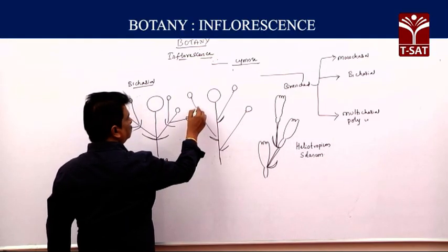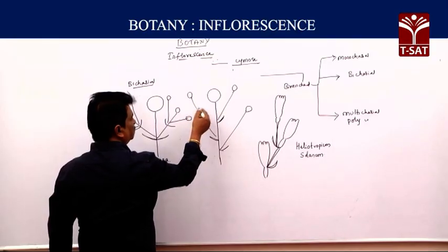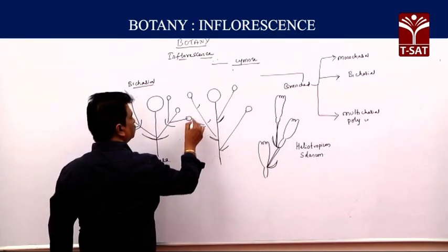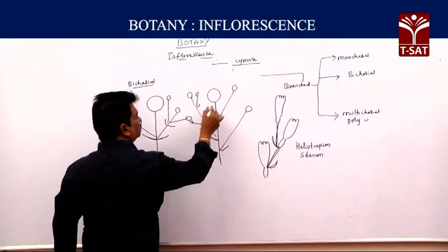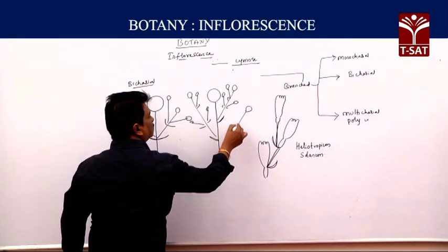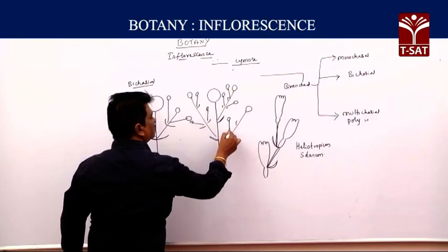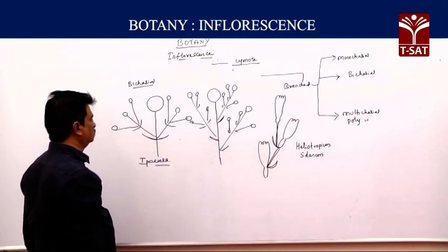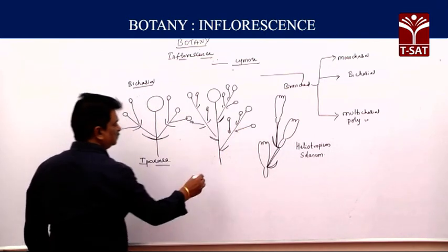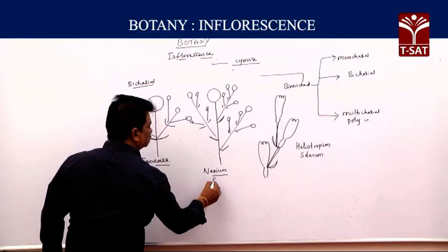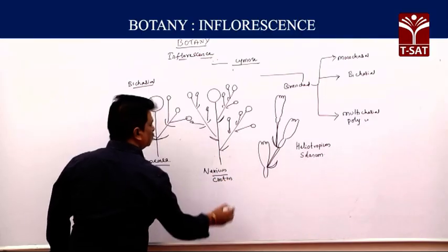Again, every branch, this is the first generation. Second generation means again each produces 3 branches terminated with flowers, like this. This is polychasial. Examples for polychasial: Nerium and even Croton.